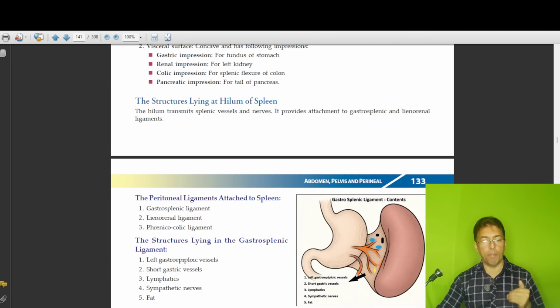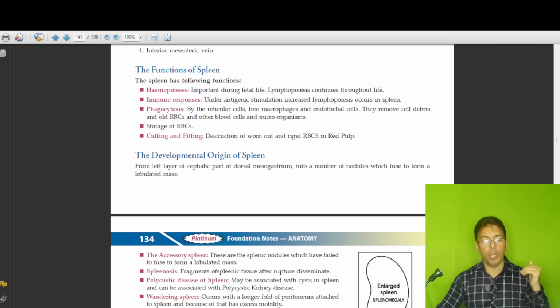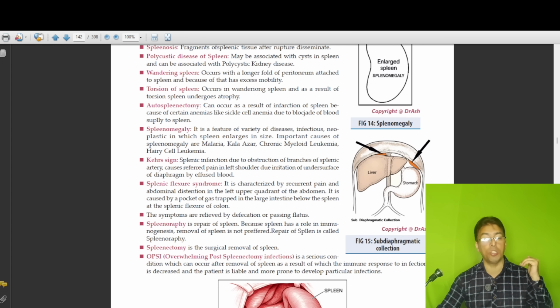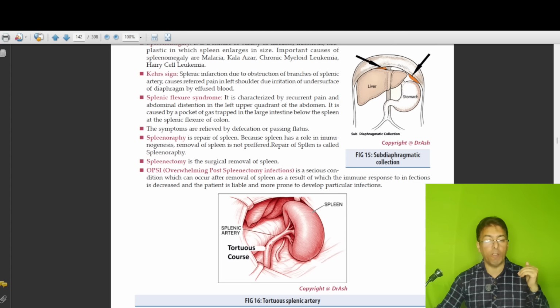So, as far as the abdomen is concerned, we have taken the spleen: X-ray spleen, splenosis, polycystic disease of spleen, wandering spleen, torsion of spleen, autosplenectomy, splenomegaly, Kehr's sign in relation to spleen, splenic flexure syndrome, splenorrhaphy, splenectomy, overwhelming post-splenectomy infections.